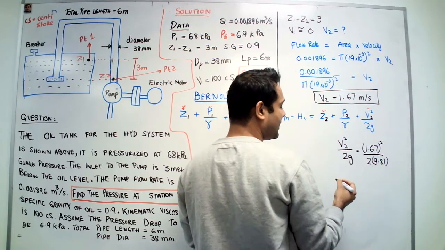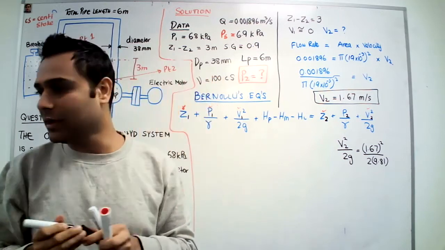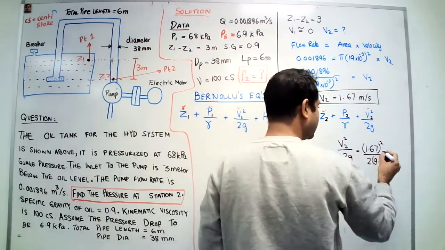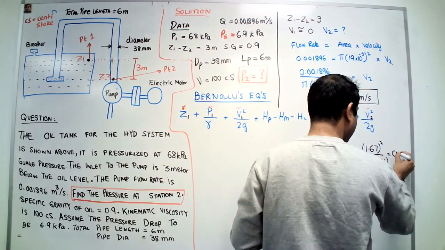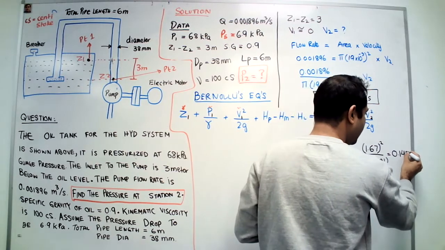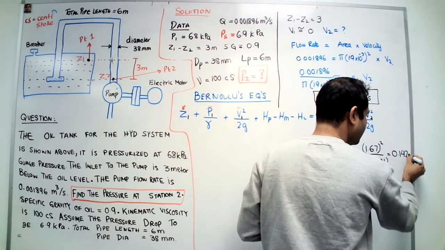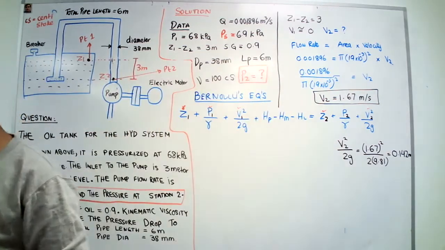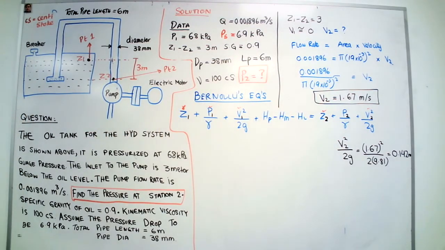If you can do that one, has anyone got a value, please? 0.14. Yes. 142. Yeah. Let me just write that down. So that is 0.14142 meters. The unit of that one is going to be meters.